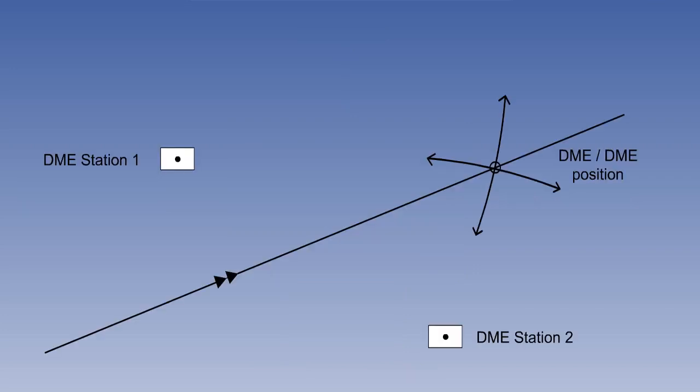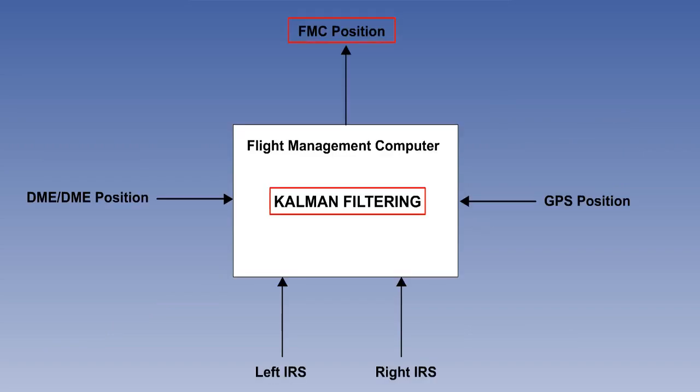The computer automatically selects those DME stations along the route which will give the best crosscut, and calculates an independent new position several times a minute. The crosscut positions are called DME positions. Not all inputs are always available. DME is a line-of-sight system, so it can be blocked by hills or the curvature of the Earth. GPS can have blank spots. A process known as Kalman filtering produces a statistically most probable position, known as the FMC position.